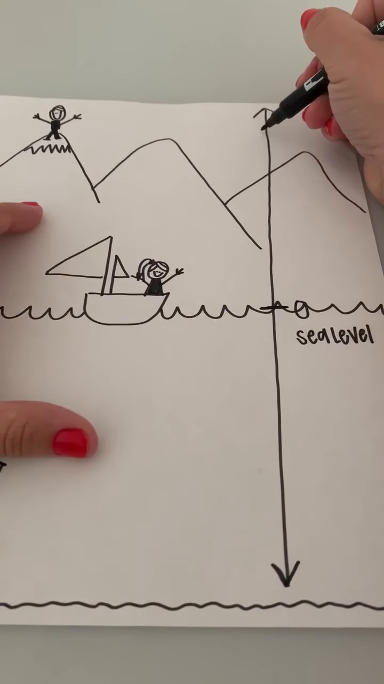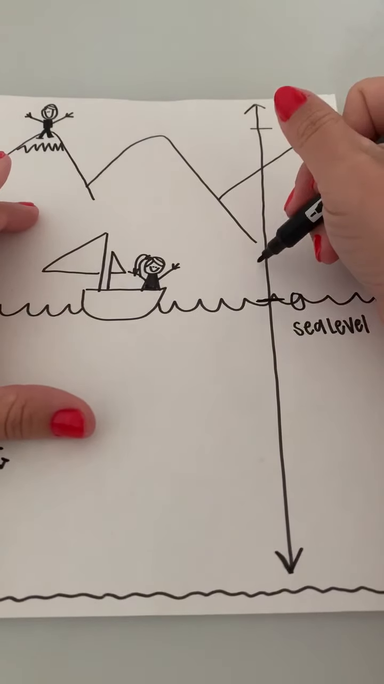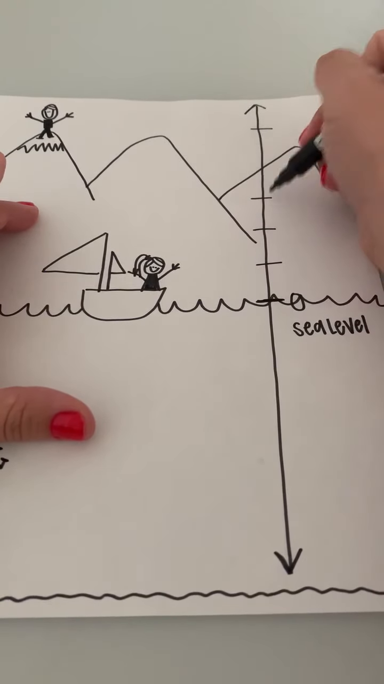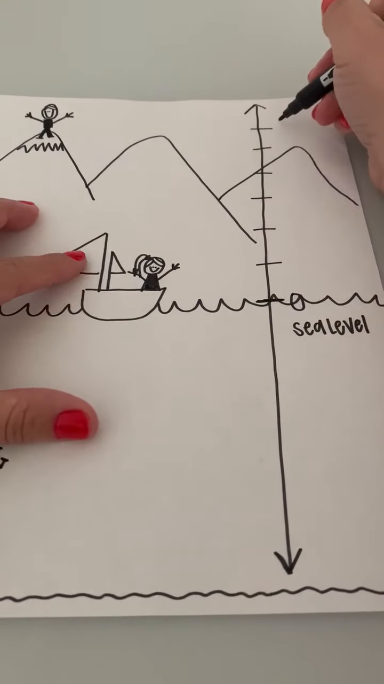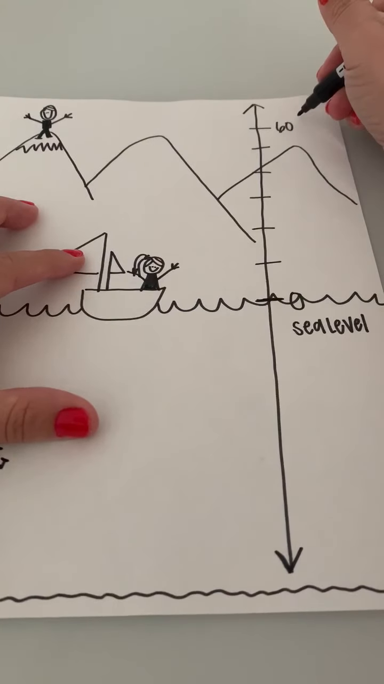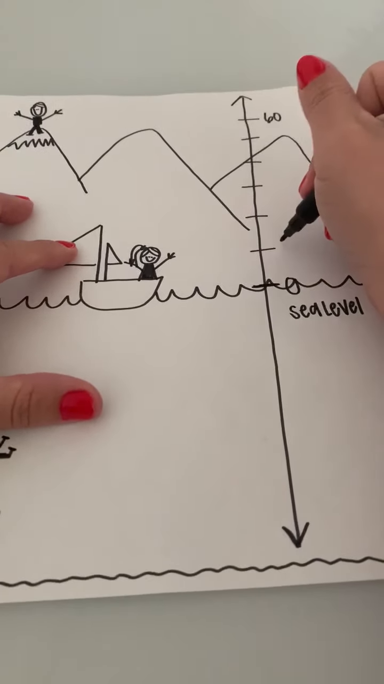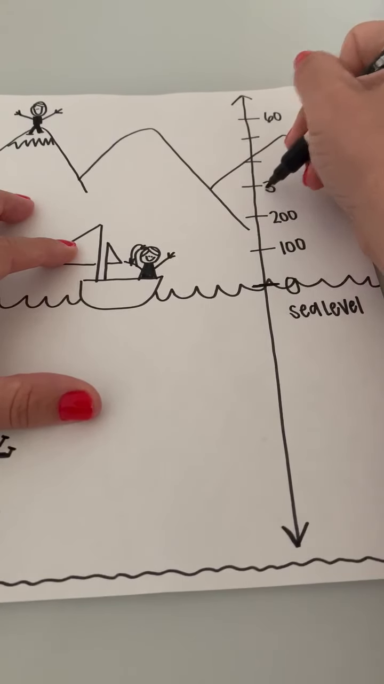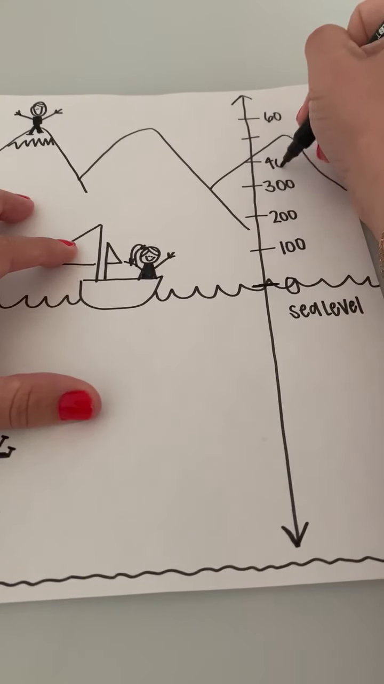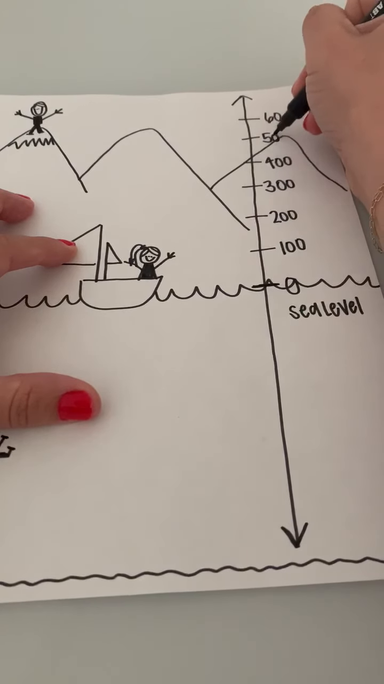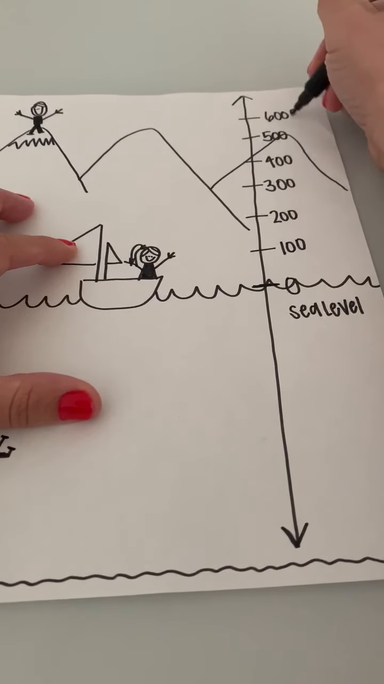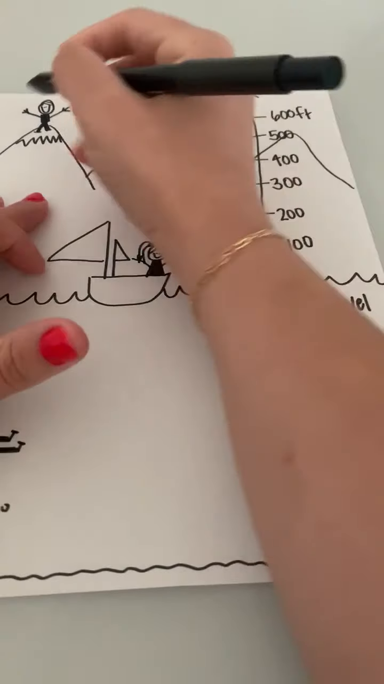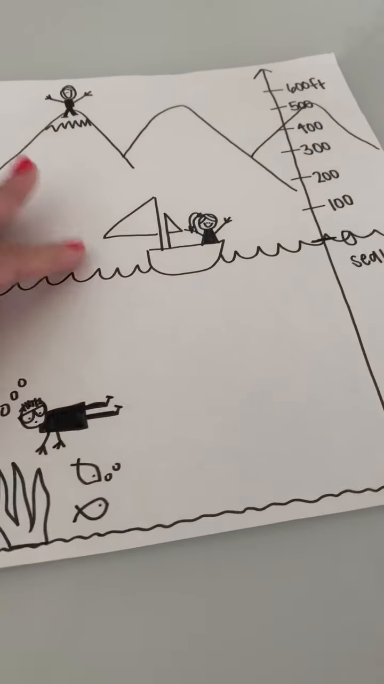We could say Andrew, let's say this is 10, 20, 30, 40, 50, 60. So we'll say Andrew, actually let's do 100, that makes more sense. 100, 200, 300, 400, 500. Let's say he's 600 feet above sea level because he's on this mountain.